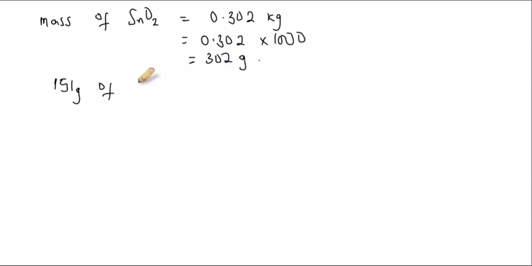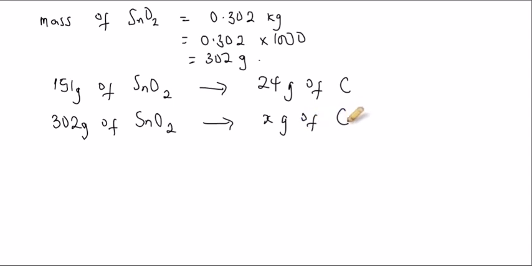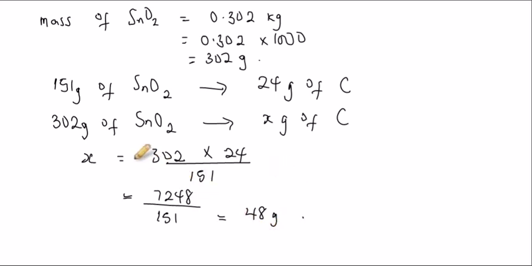151 grams of tin oxide will require 24 grams of carbon. So if we have 302 grams of tin oxide, X grams of carbon will be required. We are using X because we do not know the amount, and that's what we're looking for. So from here we cross multiply and make X the subject. Hence we have X equal to 302 multiplied by 24 divided by 151. So if 302 grams of tin oxide is made available, then 48 grams of carbon will be required to react in the reaction.